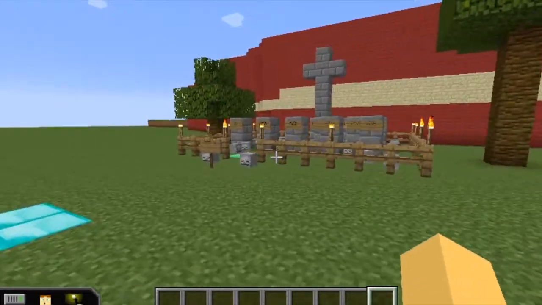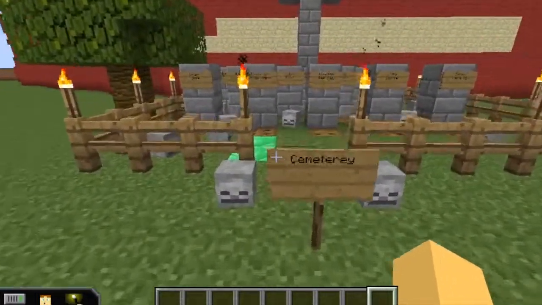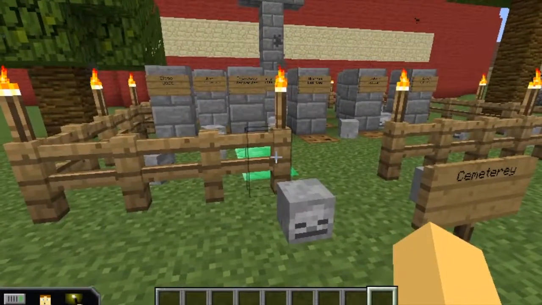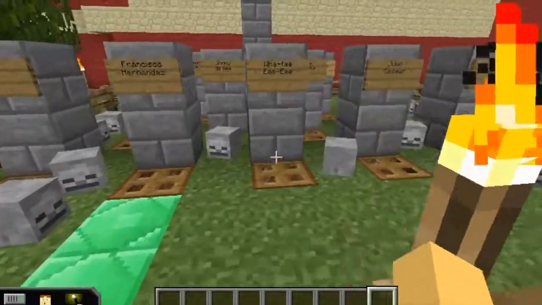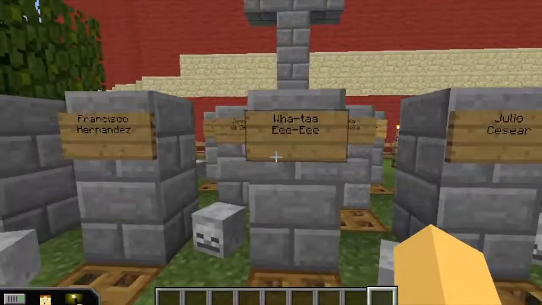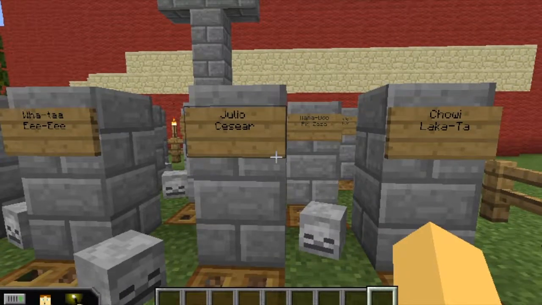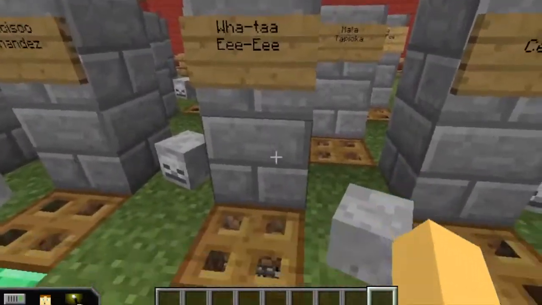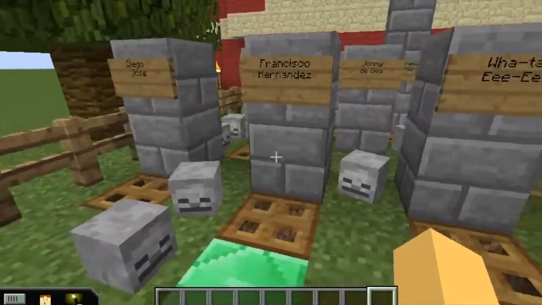So this is the cemetery where they would bury the missionaries, who would die. People can visit the cemetery to remember the people who died and to honor them. This cemetery, we built out of stone brick. These are the graves of different people. Like this is the grave of Wanta Titi. This is the grave of Julio Caesar. Usually different families would be in different cemeteries, so each family would probably be near each other.